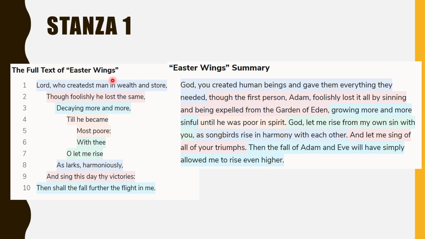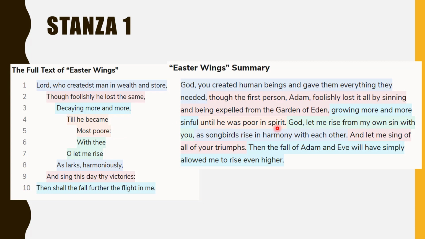So, "Lord, who createst man in wealth and store": God, you created human beings and gave them everything they needed. "Though foolishly, he lost the same": though the first person, Adam, foolishly lost it all by sinning and being expelled from the Garden of Eden. "Decaying more and more": growing more and more sinful, "till he became most poor": until he was poor in spirit.